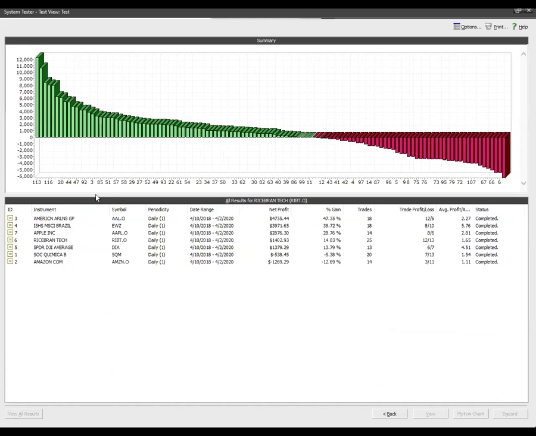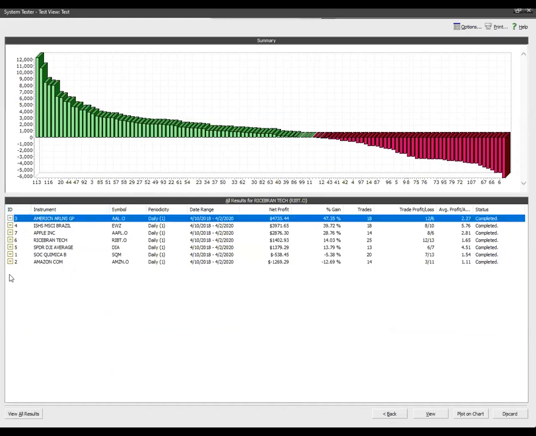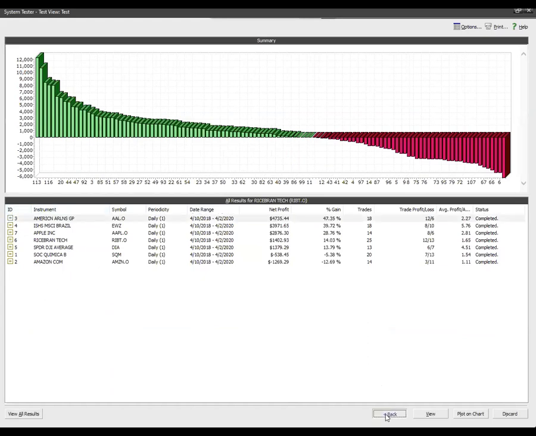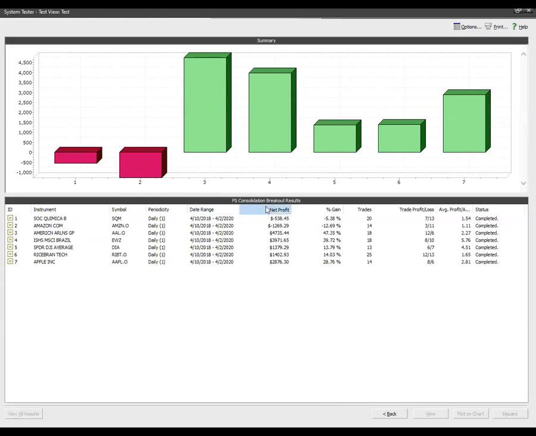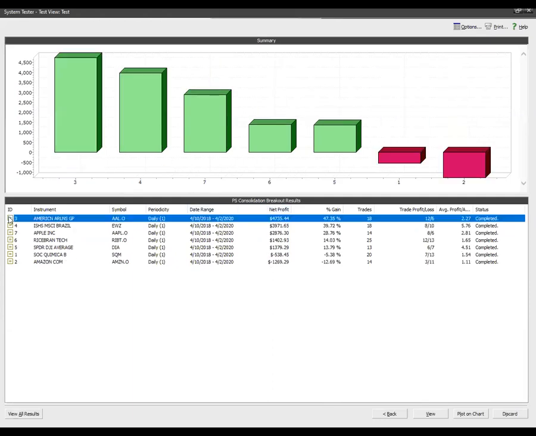Okay, I went back to kind of the all results. This is right now what we're looking at. Oh, I thought I went back. Okay, let's go back here. Okay, view. Okay, now I know where we're at. Okay, let's look at American Airlines.